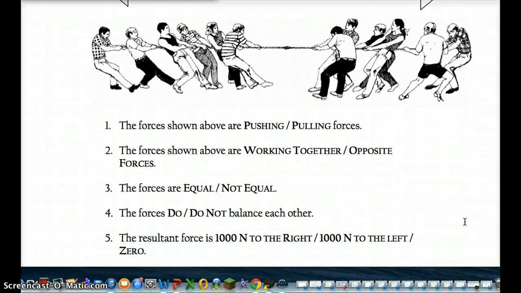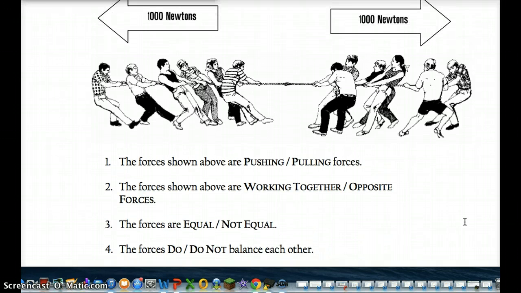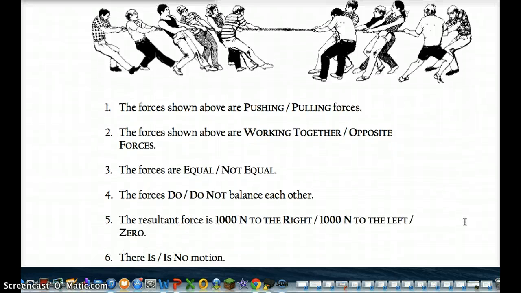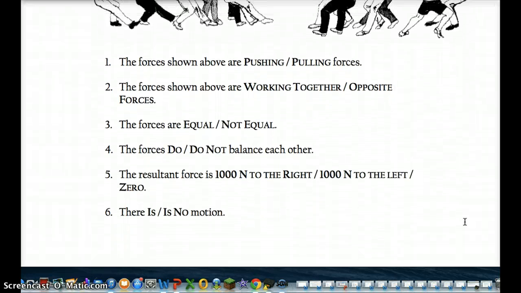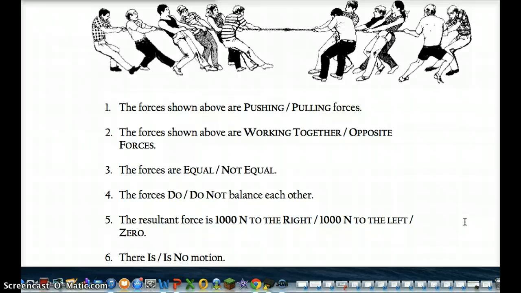Okay? If the people on the right had been pulling and it went their direction, and they were pulling with the larger force, then they would have the resultant. But in this case, look at it. It's 1,000 newtons on the left, 1,000 newtons on the right. So you decide. And then, is there any motion? Is it going either way?